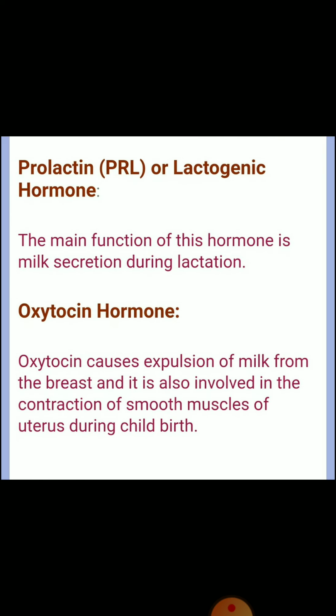Next, prolactin, PRL or lactogenic hormone. The main function of this hormone is milk secretion during lactation. Oxytocin hormone. Oxytocin causes expulsion of milk from the breast and it is also involved in the contraction of smooth muscles of the uterus during childbirth.